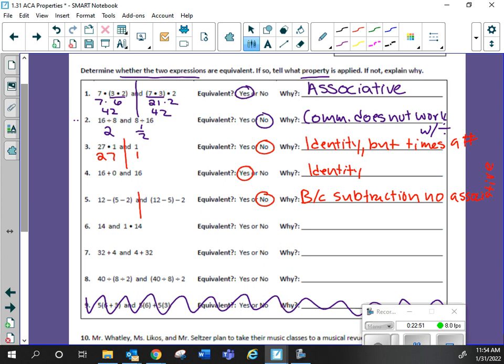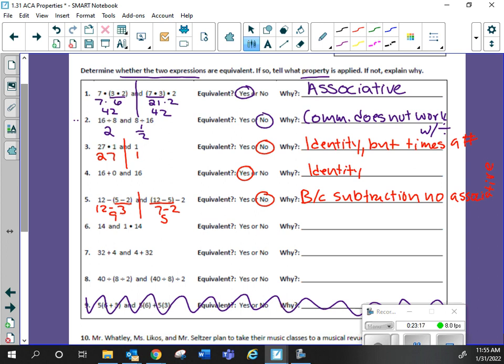If you actually solve it out, you'll see that it does not work. Because 5 minus 2 is 3. 12 minus 3 is 9. If I did 12 minus 5, that gives me 7, minus 2 gives me 5. Are 9 and 5 the same? No.